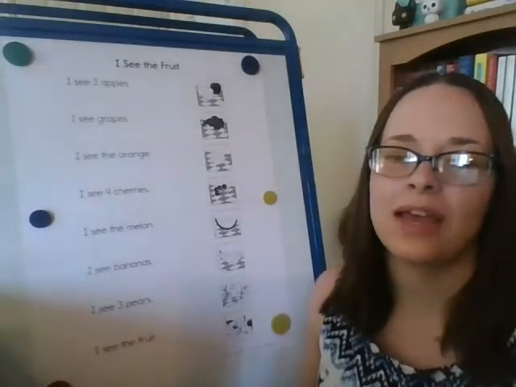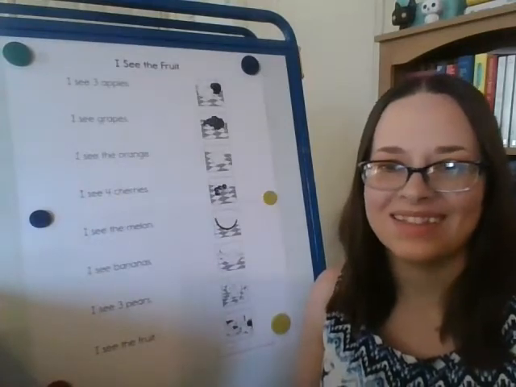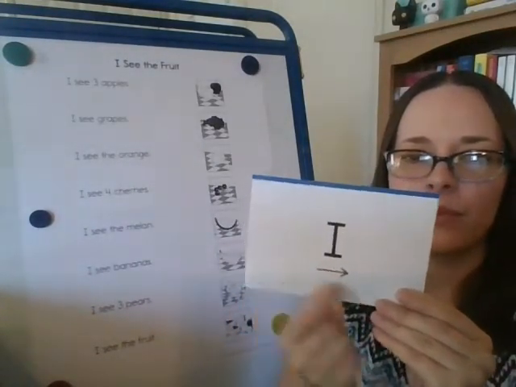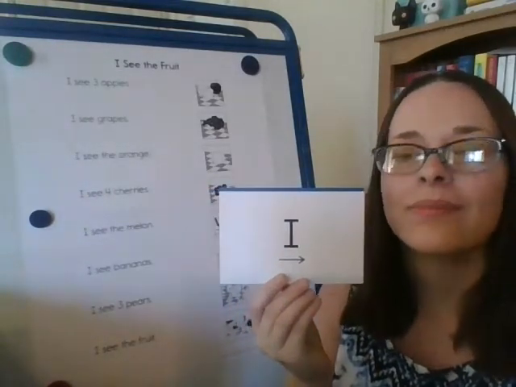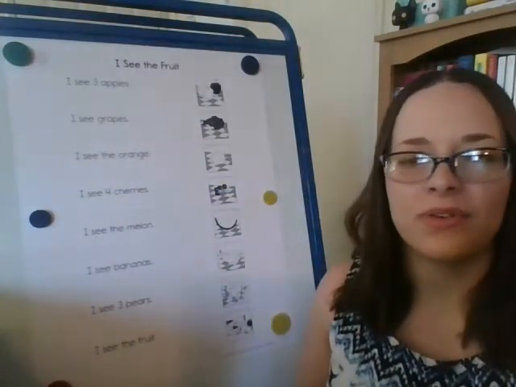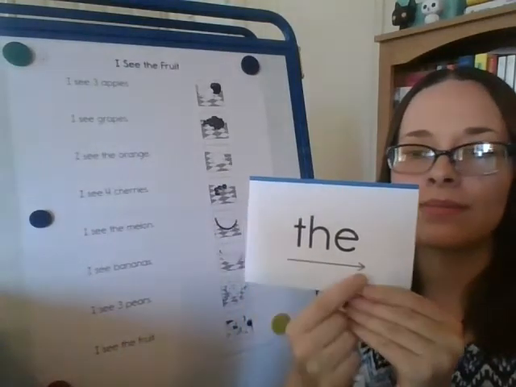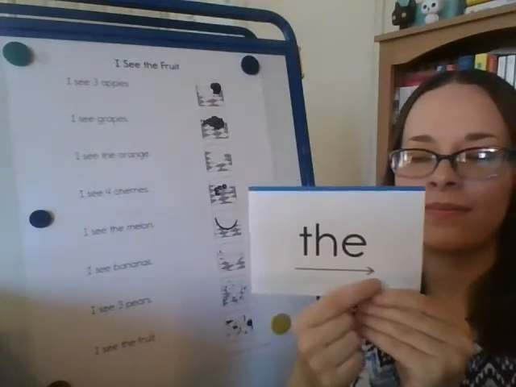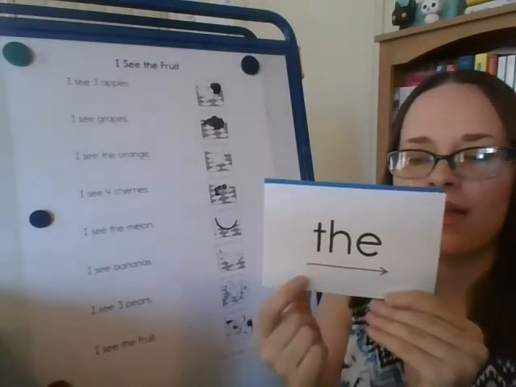Let's review our other sight words. I'm going to hold it up. Say read, spell, read. Ready? Read. Spell. Read. Your student should have said I, capital I, I. Let's look at another review word. This is the word, what word? Spell. Read. Your student should have said the, T-H-E, the.